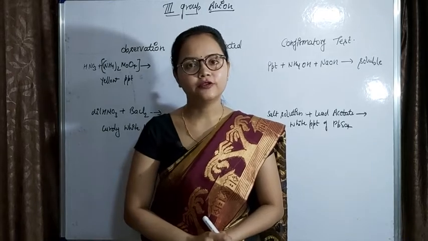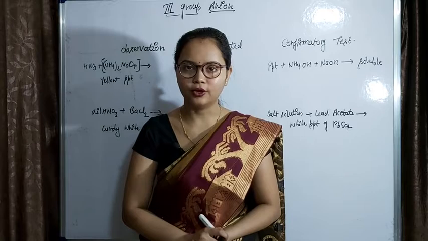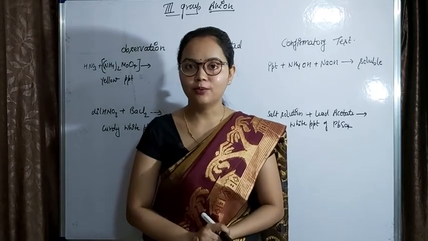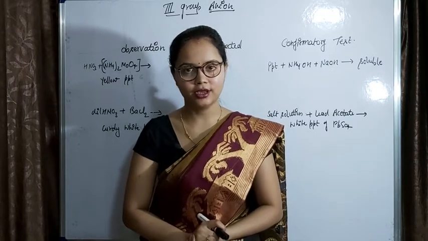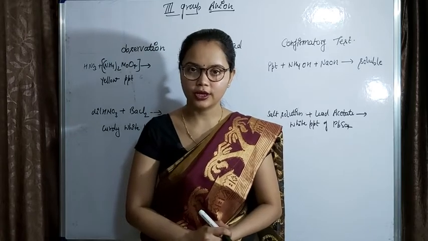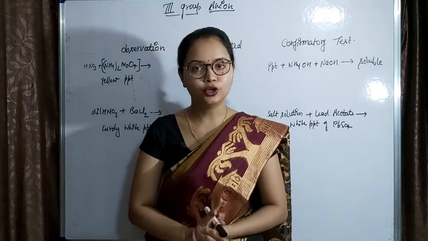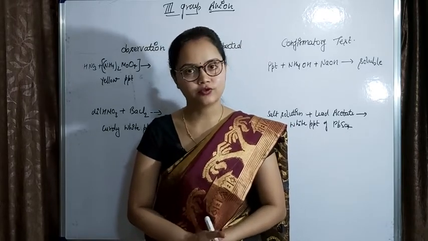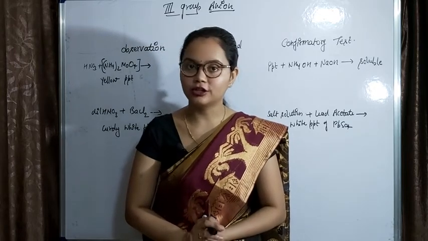Dear children, in today's video, we will talk about the confirmatory test of third group anion. We have already discussed that the confirmatory test is very important if we want to give the correct answer of qualitative analysis. So we have to do this confirmatory test for the third group also. About the third group, I have already told you that there are two anions present in this group, sulfate ion and phosphate ion. And there is no specific reagent for this group.